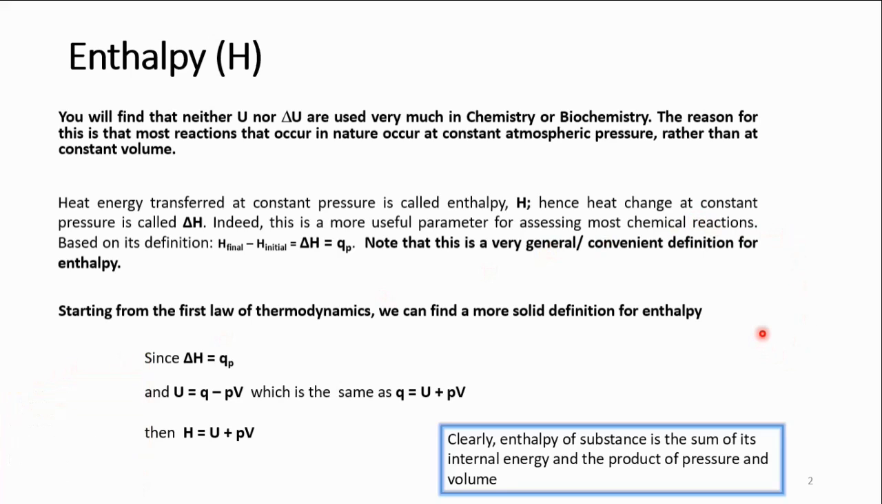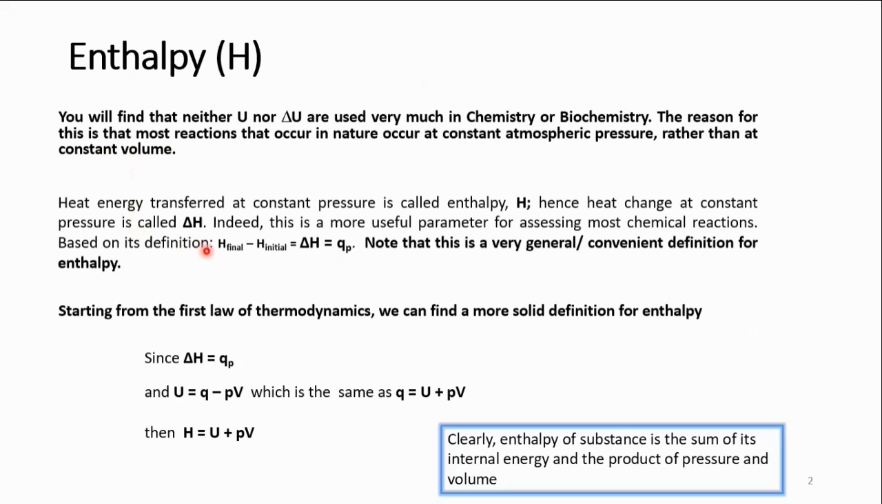Hence, the heat change at constant pressure is called enthalpy change. So that's a simple working definition of enthalpy and enthalpy change. So enthalpy change is the heat change at constant pressure, whereas enthalpy, which is the absolute value, is the heat transferred under constant pressure conditions.